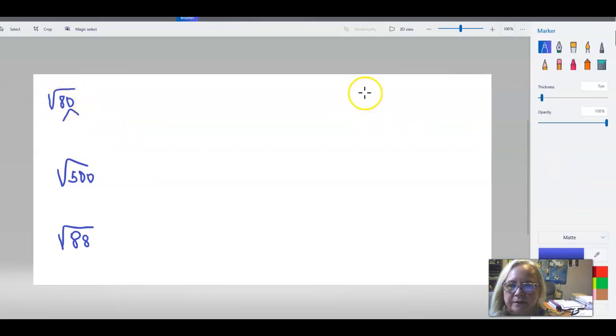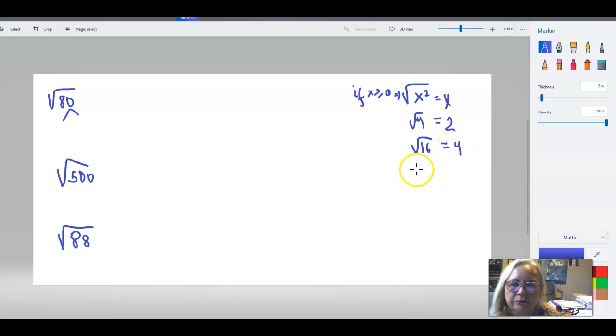The idea is that if x is a positive number or even 0, then square root of x squared is x. Example, square root of 4, because 4 is 2 squared, is 2. Square root of 16 is 4. Square root of 9 is 3, and so on.